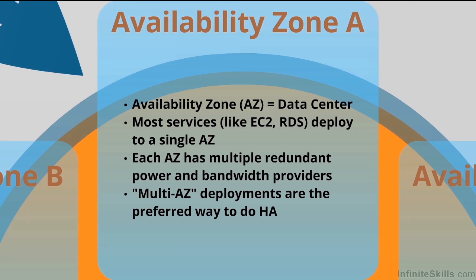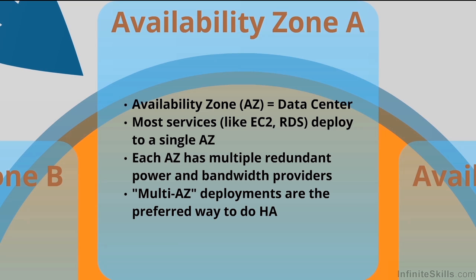Amazon takes security of these AZs very seriously. AZs are housed in unpublished locations in nondescript buildings, accessible only by AWS staff. Most of the services that you'll deploy, such as EC2 and RDS, will deploy assets to a single AZ. Each AZ has multiple redundant power and bandwidth providers, ensuring that no outage at a single provider can take down the whole AZ.